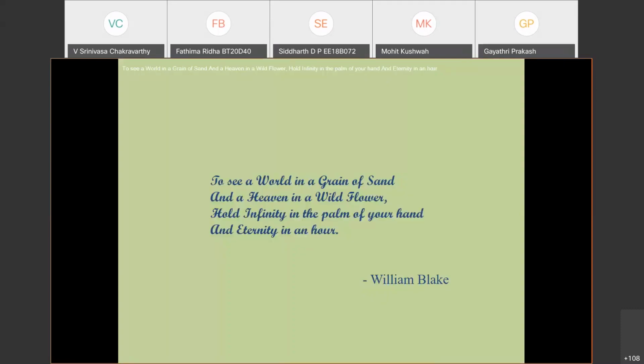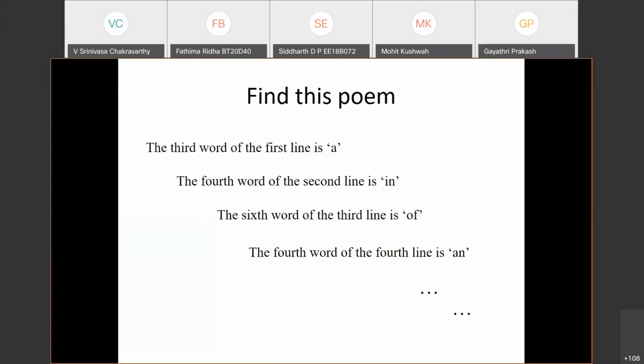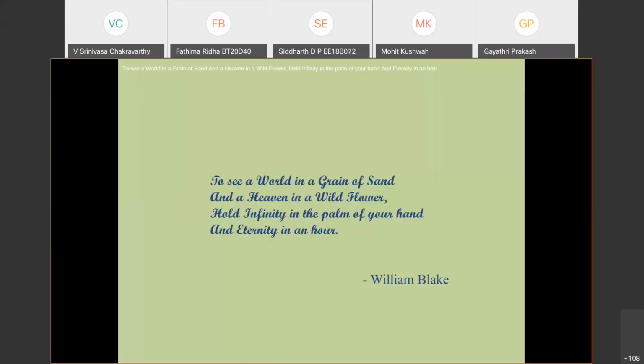It's by a British poet, William Blake, English poet. "To see a world in a grain of sand and a heaven in a wild flower, hold infinity in the palm of your hand and eternity in an hour." So you can see that in the first line, the third word is "A" and so on and so forth. So the point is, unless you see the words in the right sequence, the poem doesn't make any sense.